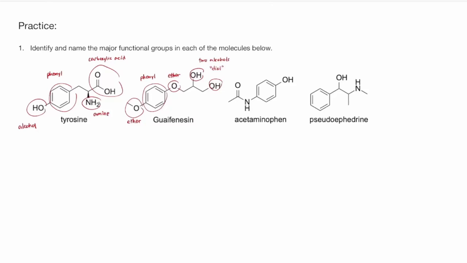Acetaminophen is the active ingredient in Tylenol, which is used to relieve pain and reduce fever. This molecule contains an amide and a hydroxyl functional group and a phenyl ring. Pseudoephedrine is a decongestant commonly used to relieve nasal congestion caused by colds, allergies, and hay fever. It contains an amine and an alcohol functional group and also has a phenyl ring.